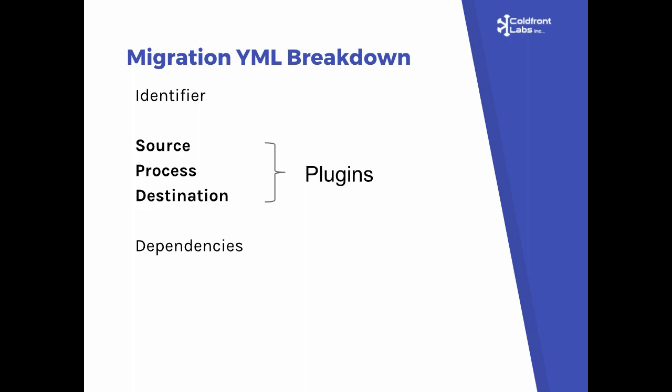Okay. So now we get into the actual migration YAML breakdown, because as you know, all migrations within Drupal 8 are YAML. This is the structure of it. At the top, you have an identifier that identifies what kind of migration this is. I know this is going to be a little bit boring because this is going to go into a lot of code, so, well, YAML configurations. Let's get through it, and then we'll get into the meaty stuff. So we're going to have the identifier, we're going to have source, process, destination. These are the three types of plugins that are available for migrations. Then we have all the dependencies involved with each migration.